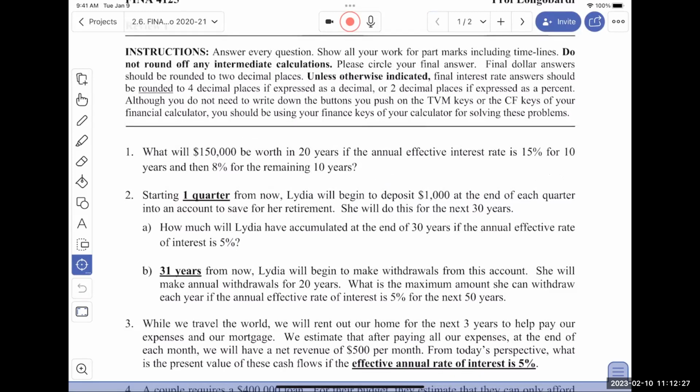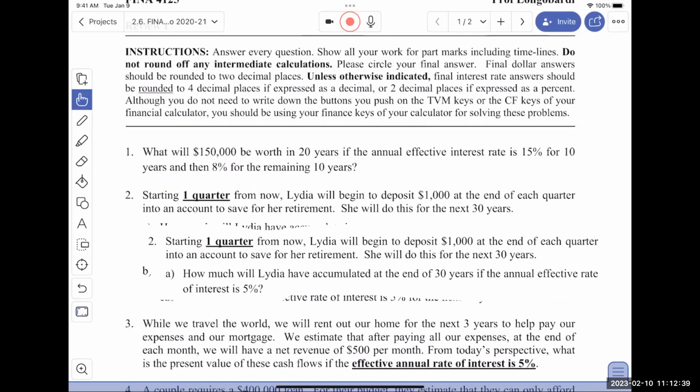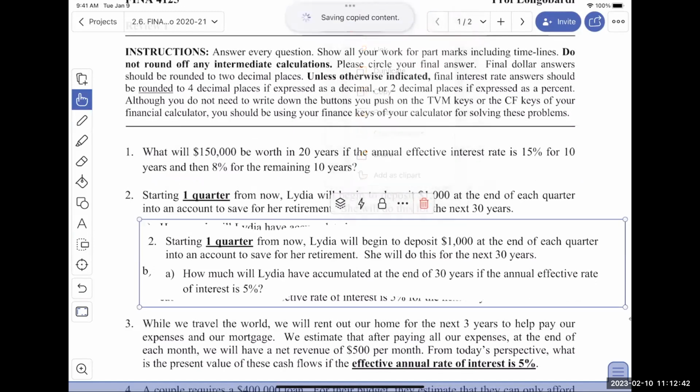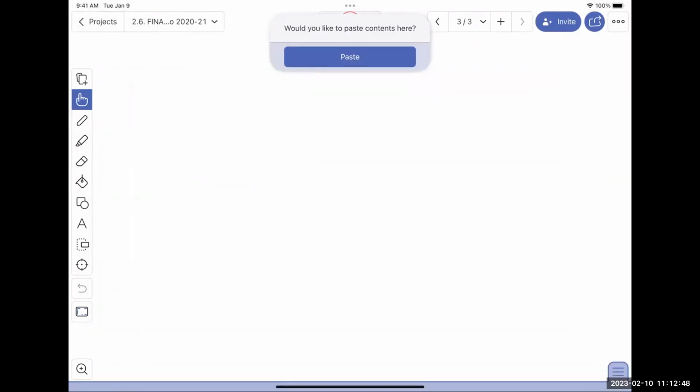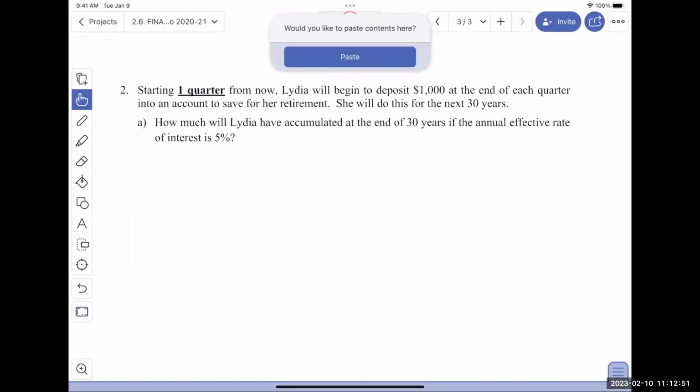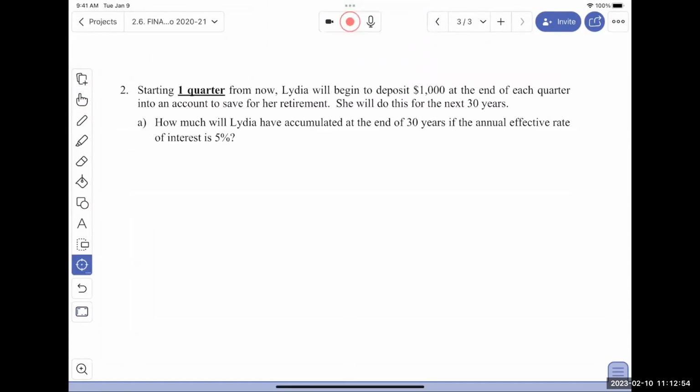Let's try. Okay, we're going to try number 2. Might as well stick with the order. Starting 1 quarter from now, Lydia will begin to deposit $1,000 at the end of each quarter into an account to save for her retirement. She will do this for the next 30 years. How much will Lydia have accumulated?